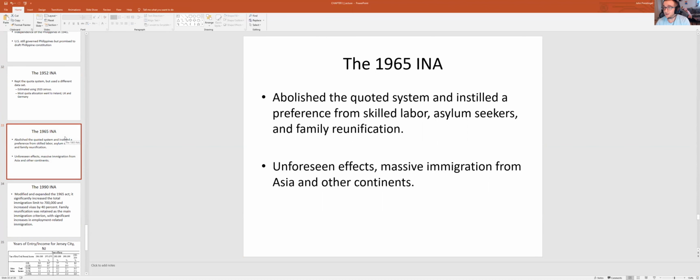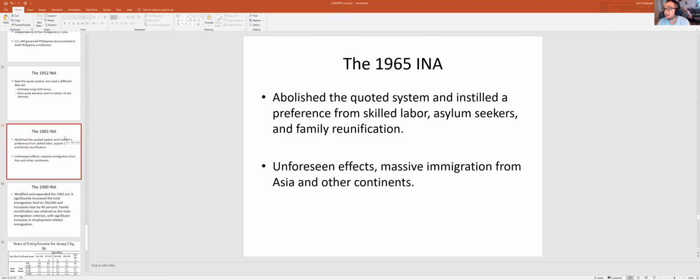The 1965 Immigration and Naturalization Act. So you need to know this 100%. And it did three very important things. So number one, it abolished that quota system. So no more 2% of this, 2% of that. There was just a national quota with a cap, right? And it said, okay, 700,000 people, no matter where they're from.